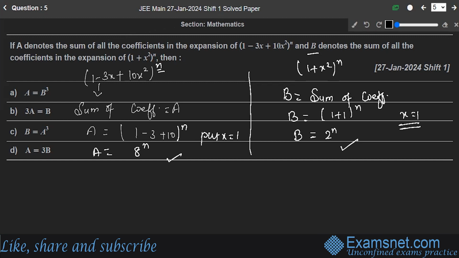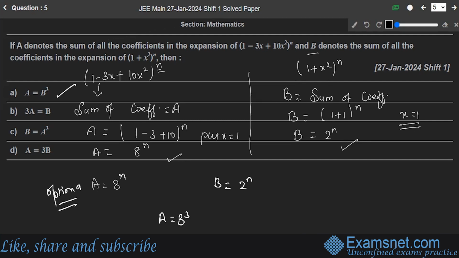What you have to find out is A and B's relation. That's right. You have A as this, B as this. So from both of them, you have A is equal to B cube, that is, B raised to power 3. That makes the first option the correct one. Hope you're clear with this. Next is question number 6.